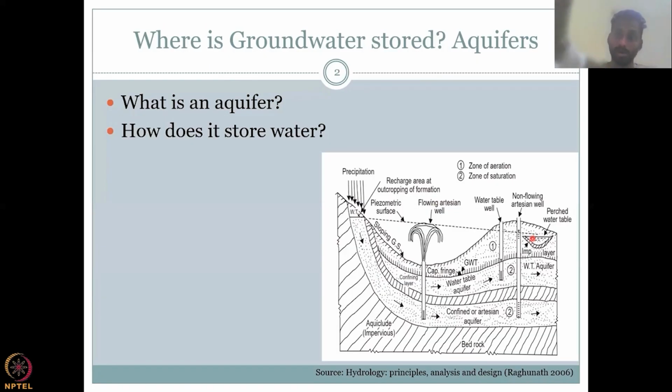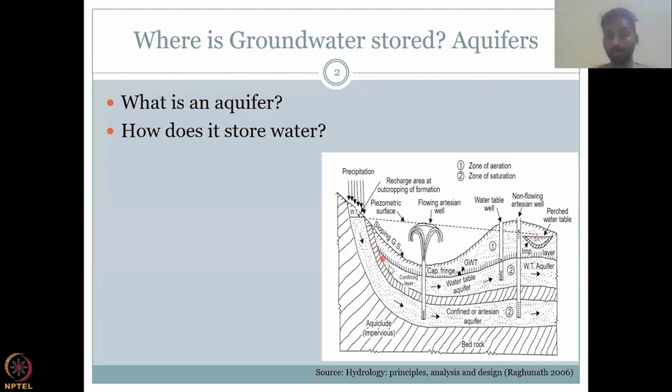So your rainfall that infiltrated can reallocate and get stored in the zone. That is called zone of aeration, which means the zone has porous space, and in the porous space there's a lot of air. So that air can be pushed out by water and stored. So that is called zone of aeration.